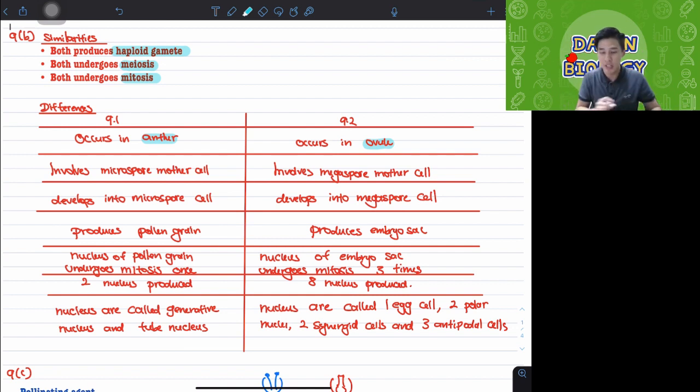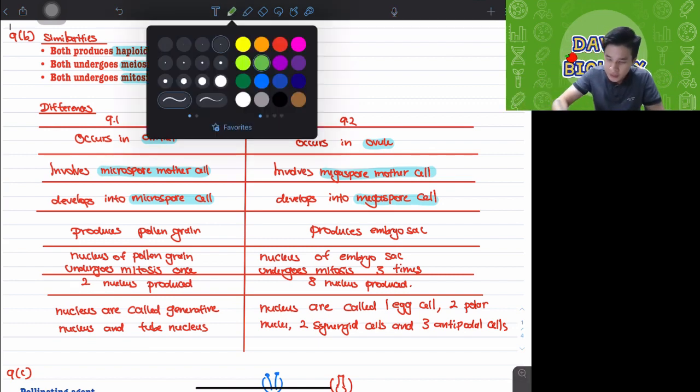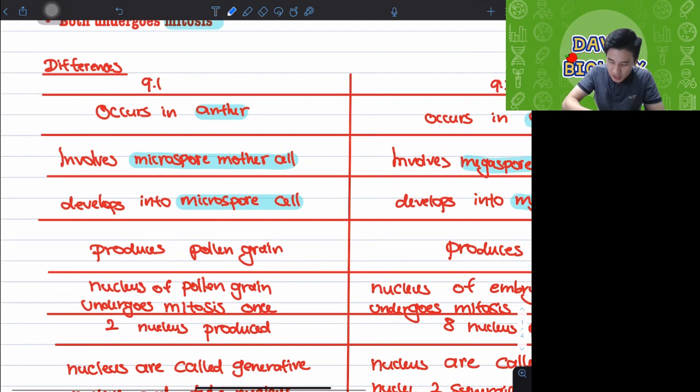Okay, now we're comparing the process. For the male one, it begins as the microspore mother cell. The female one begins as the megaspore mother cell. Both of these cells just now undergo meiosis to become 4, right? So this one developed into the microspore cell, the megaspore cell. So that's actually how we compare. We're comparing the process step by step. The male meiosis already becomes what? The female meiosis already becomes what?